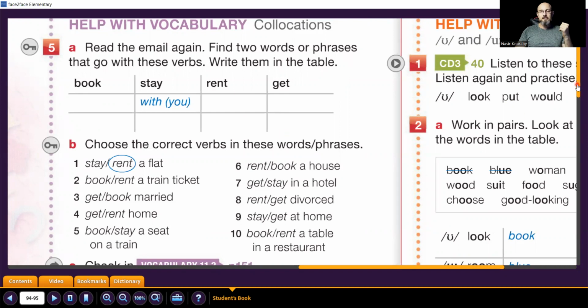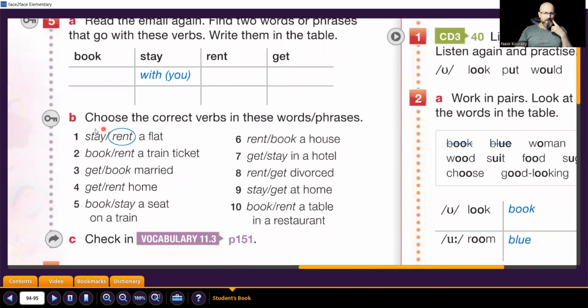So in the next exercise here we have 10 phrases. So we want to choose the correct word. For example, here we say stay or rent a flat. When I have a flat, of course we say rent a flat. And here a train ticket. What do you do for a train ticket? We say book a train ticket because you cannot rent the train ticket.